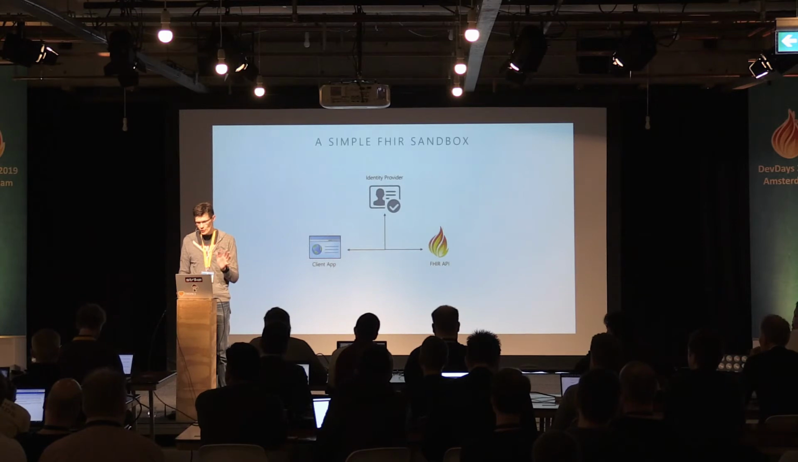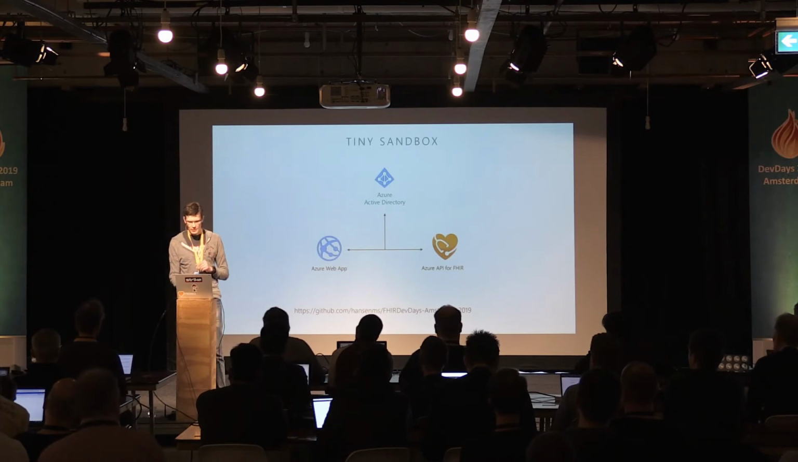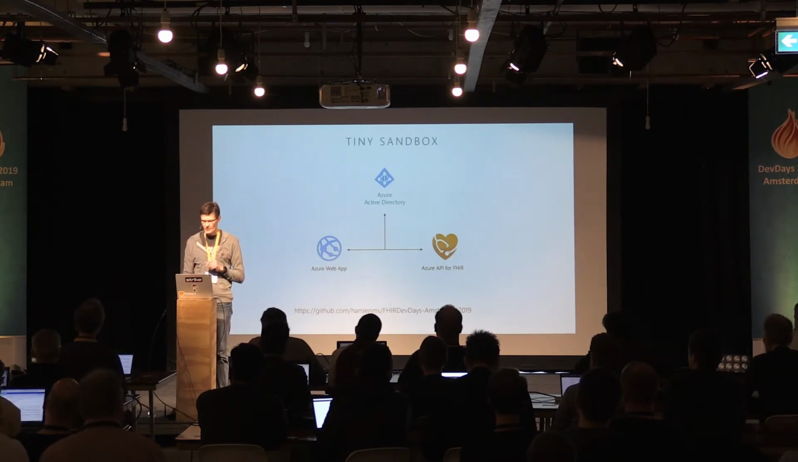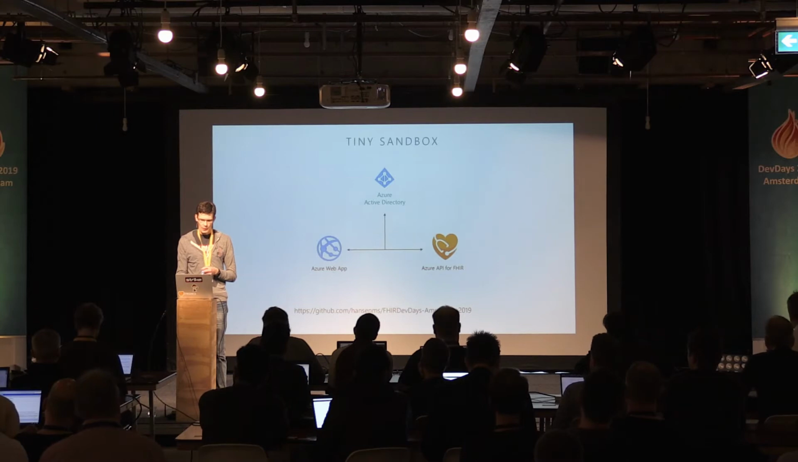We're going to take all these generic components and replace them with things that we have in the cloud. So instead of the generic FHIR API, we're going to run the Azure API for FHIR, and I'll show you how to set that up. We're going to have an identity provider, and in Azure, we call that Azure Active Directory. It's really just an OAuth provider. And then we have a web application, a very simple web app that we're going to be building together.